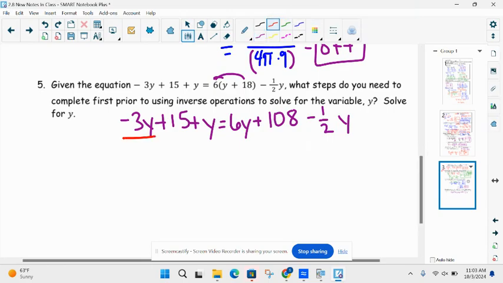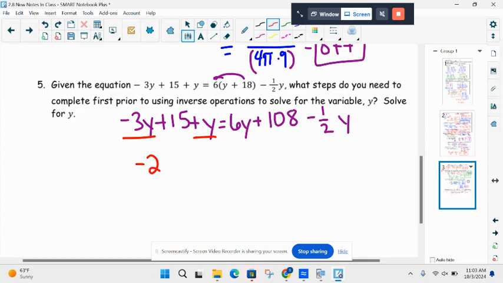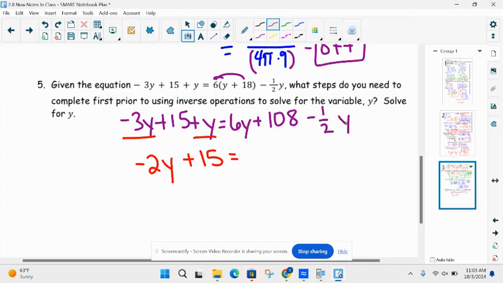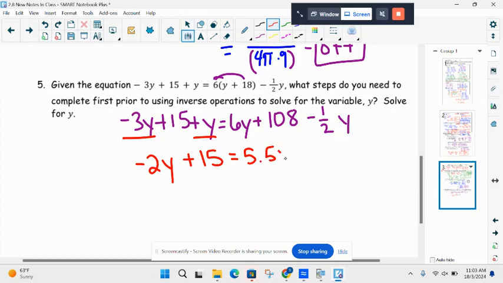And then combine like terms. When you combine like terms that are on the same side, you don't do the opposite. Remember, you just do what's written. So negative 3y plus y is negative 2y plus 15. And then 6y minus 1/2 y, let's just write that as a decimal. So 5.5y plus 108.